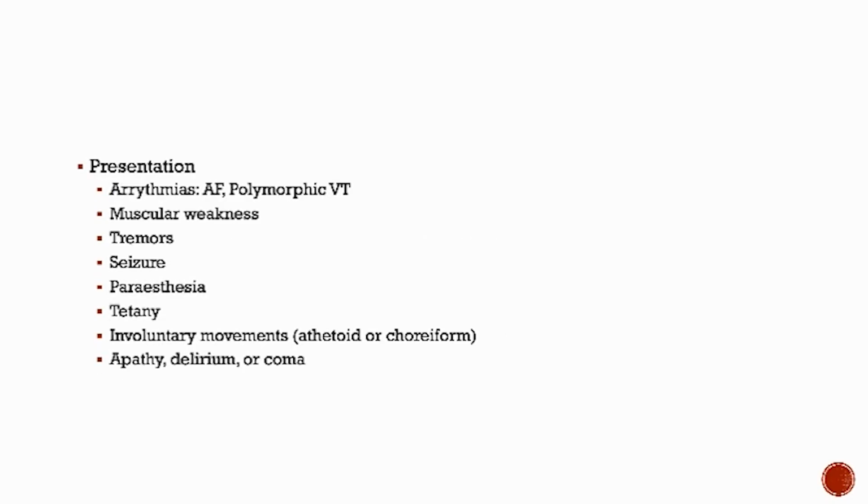In critically ill patients, hypomagnesemia can present with arrhythmias like atrial fibrillation and polymorphic VT, muscular weakness, tremors, seizures, paresthesia, tetany, involuntary movements, apathy, delirium, or coma.